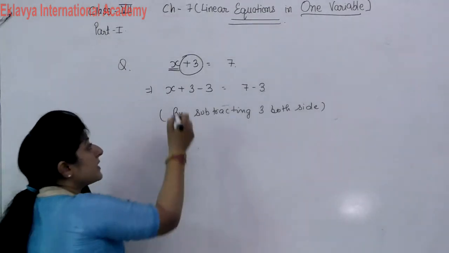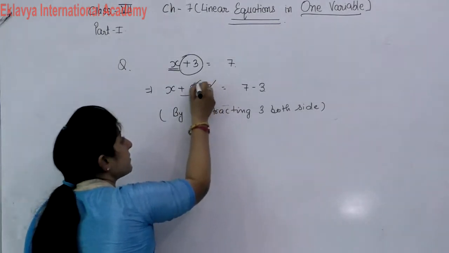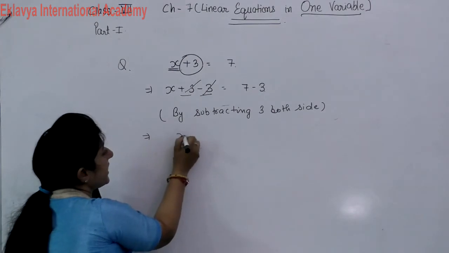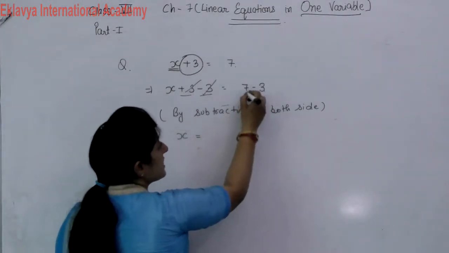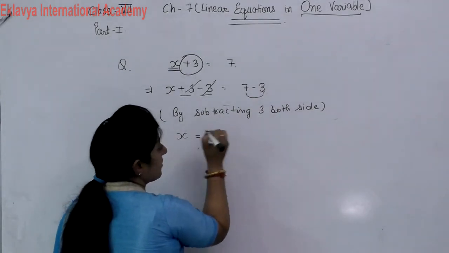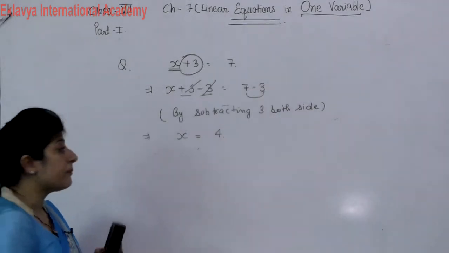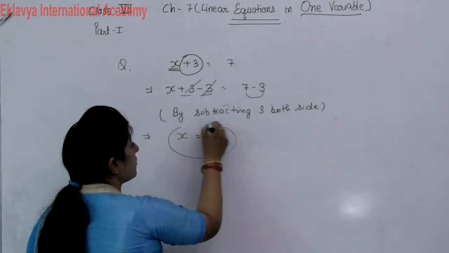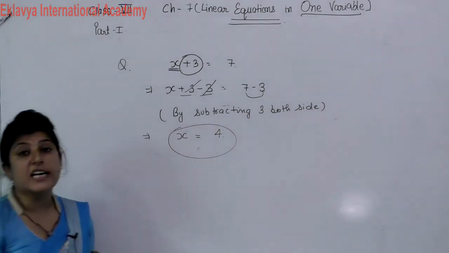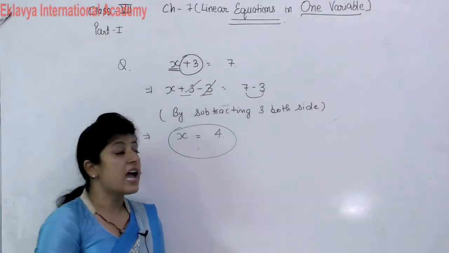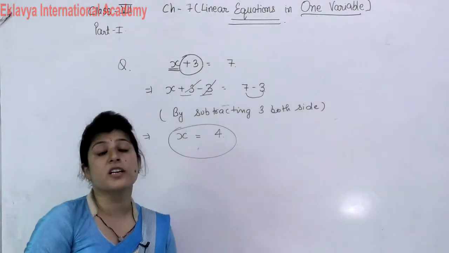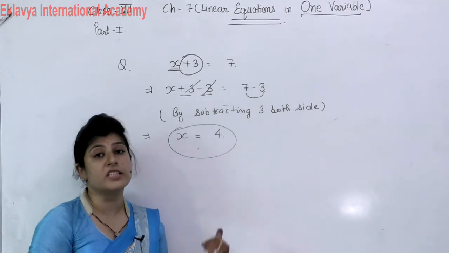Now solve it. This plus 3 minus 3 cancel out, then only x remains, so x is equal to 7 minus 3, that is equal to 4. What is the solution of this equation? That is x is equal to 4, or we can say x is equal to 4 is the root of this equation.